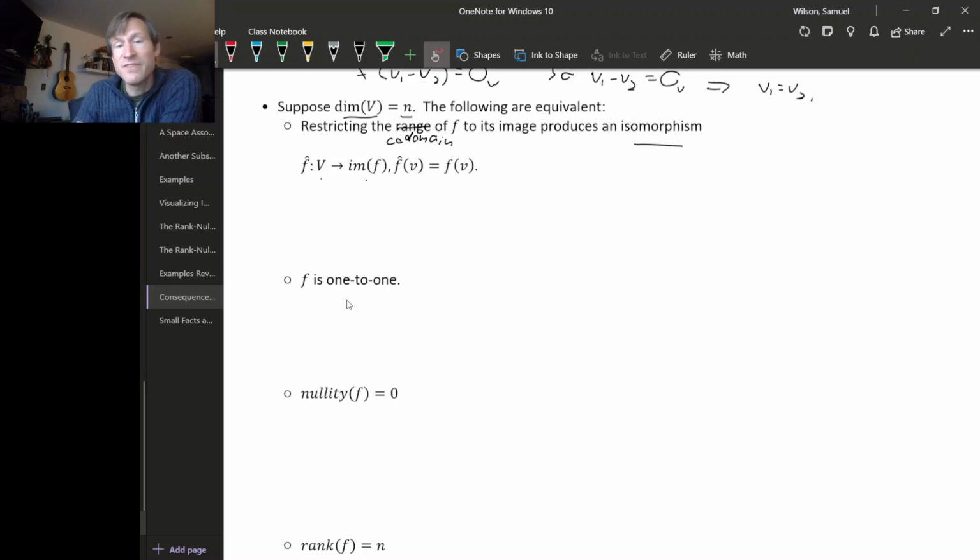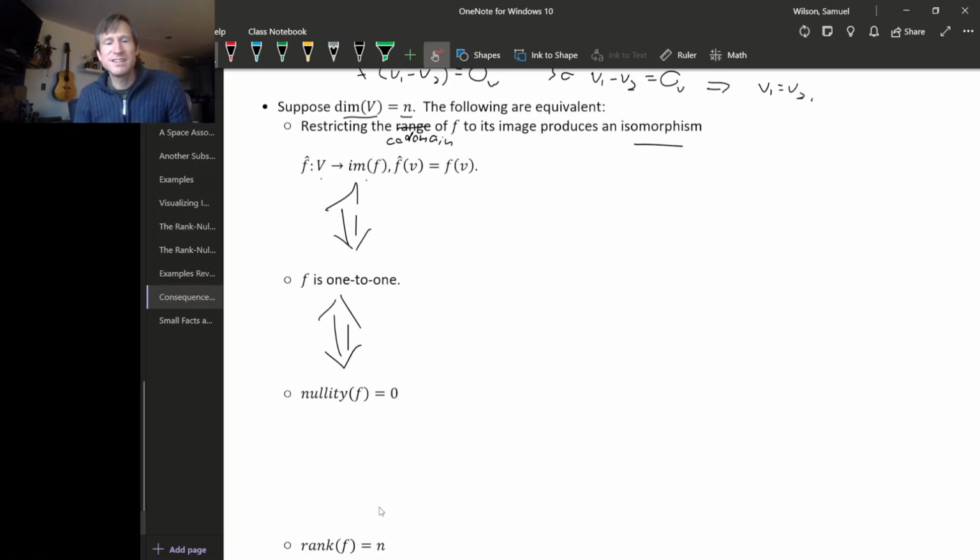Now clearly if f isn't 1 to 1, you can't produce an isomorphism from it by this restriction. On the other hand, if this restriction does produce an isomorphism, well, f had to have been 1 to 1 to begin with. So right, these are clearly equivalent. We already showed these two are equivalent.